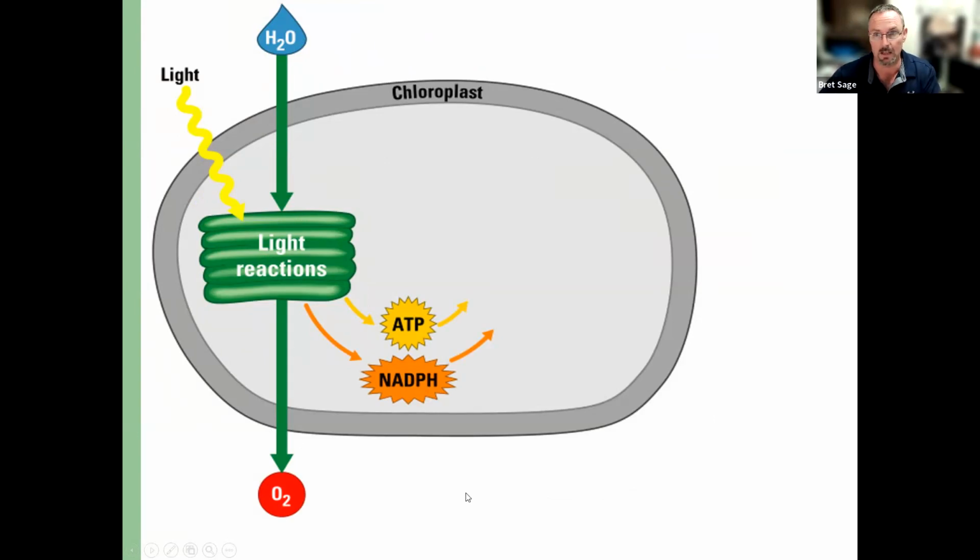And believe it or not, the plants are actually going to breathe this oxygen at night when they can't photosynthesize. Because remember, plants are doing respiration at night, same way that we do, because they can't photosynthesize.